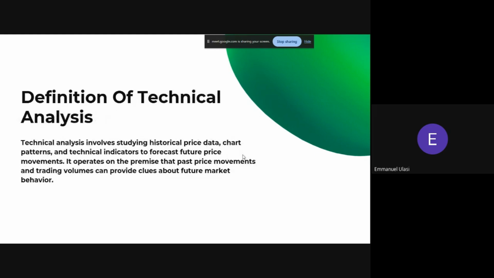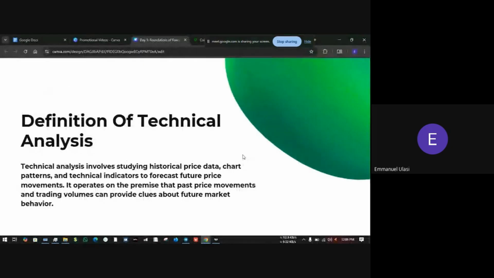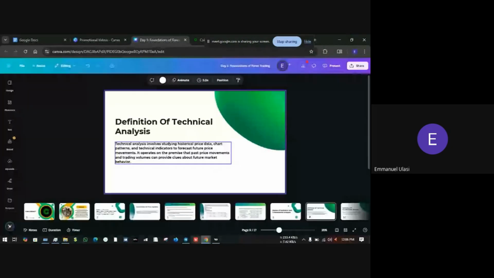Going back to technical analysis, we use the price chart data, chart patterns, and technical indicators to forecast future price actions. Now, what are these chart patterns and price charts? In Forex, I think I'll have to go to a chart to talk about this. Let me open up a chart and show you what I mean when we talk about technical analysis.